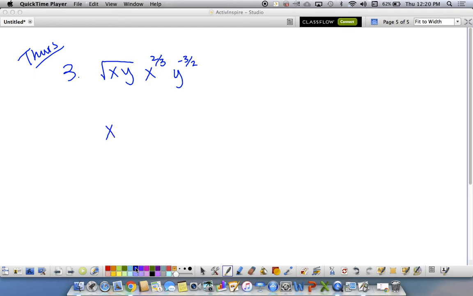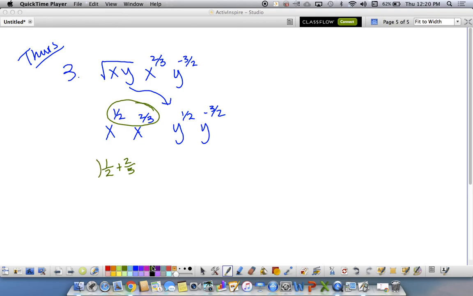So I'm going to have x raised to the 1/2, and then I'm going to have an x raised to the 2/3. Okay, then I'm going to take this y and have a y raised to the 1/2 and a y raised to the -3/2. Okay, then I'm going to deal with pieces at a time. They have the same base, so what do we do when we're multiplying? We add the exponents. So what is 1/2 plus 2/3? I've got to get some common denominators, right? So I need to multiply by 3/3 here and 2/2 here. So now I have 3/6 plus 4/6. And that should be what?